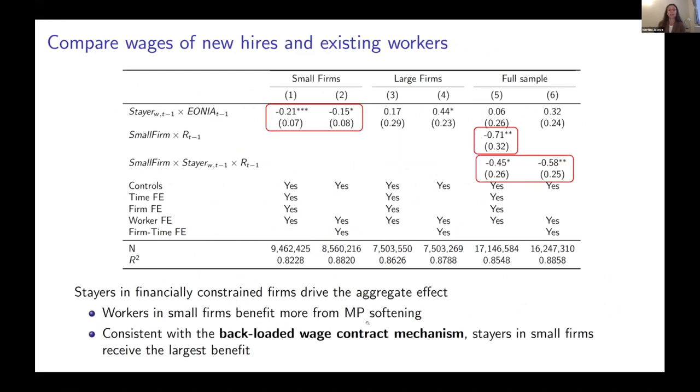So what we do first is compare the wage profile of the new hires and existing workers, either by splitting the firms into small and large or using the full sample. And what you see is, first of all, we do see these effects on the small firms, but by and large, the impact on the small firms is being driven by the stayers. These are the workers who were previously hired in the firm, and we would argue that their wages were originally backloaded. So now the softening of the monetary policy is releasing these originally backloaded wages, and the stayers in smaller or younger firms are now seeing the steepest wage profiles.